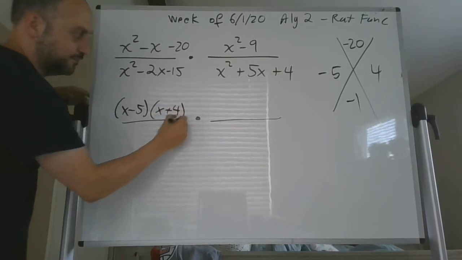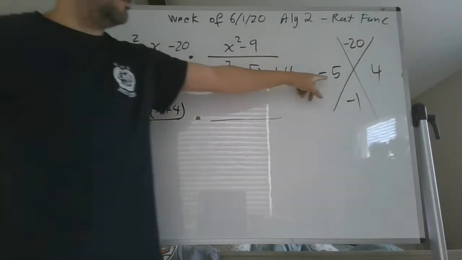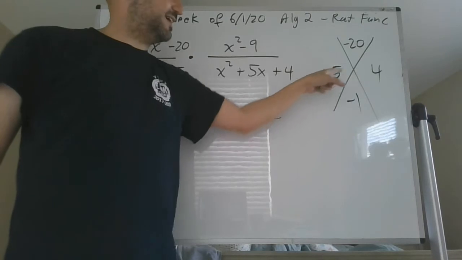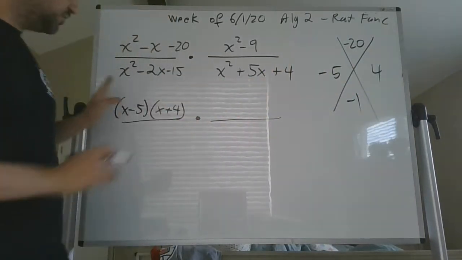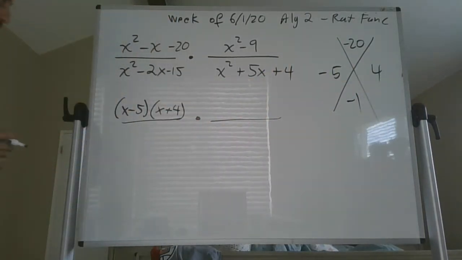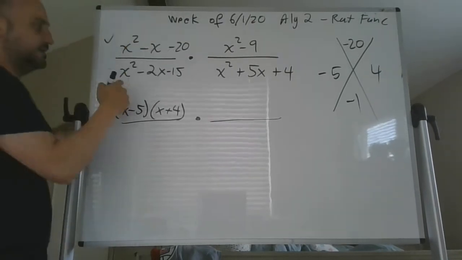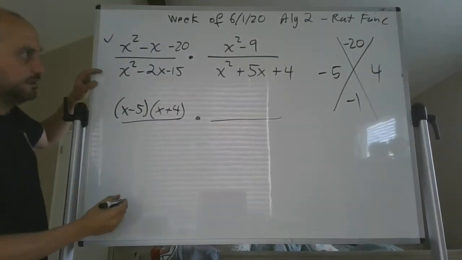Remember, I'm not asking for the roots or the solutions. If I was, it would be x equals 5, x equals negative 4. I'm just rewriting it in factor form. Okay? So that first one is done. Now, down here, that one.